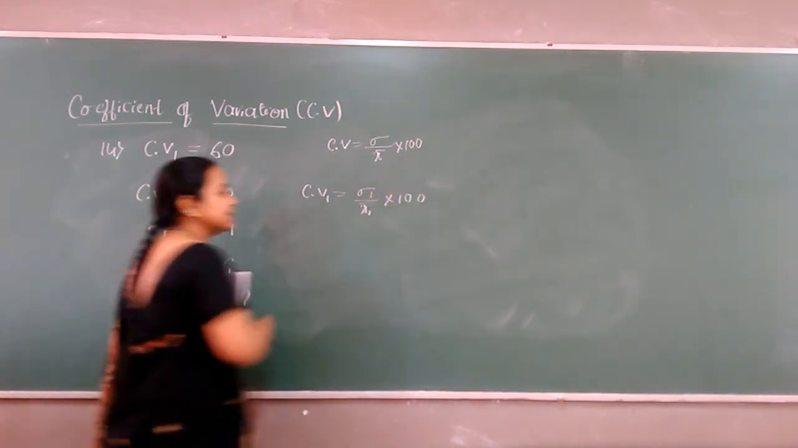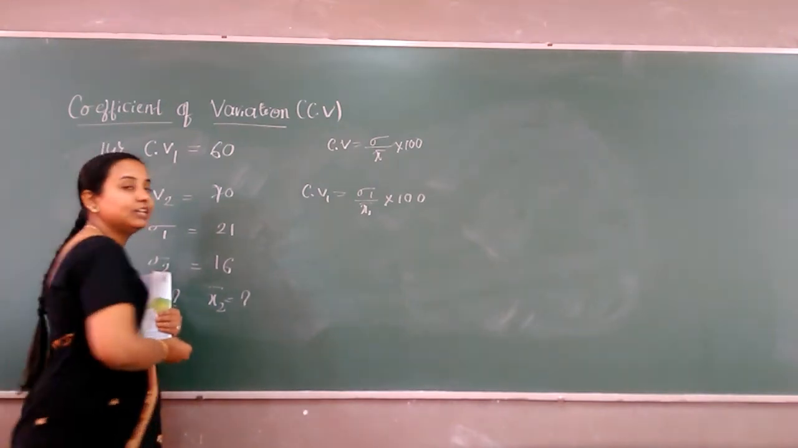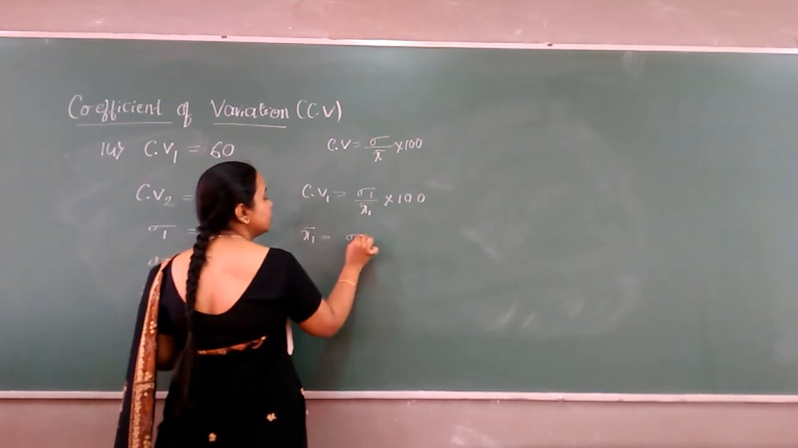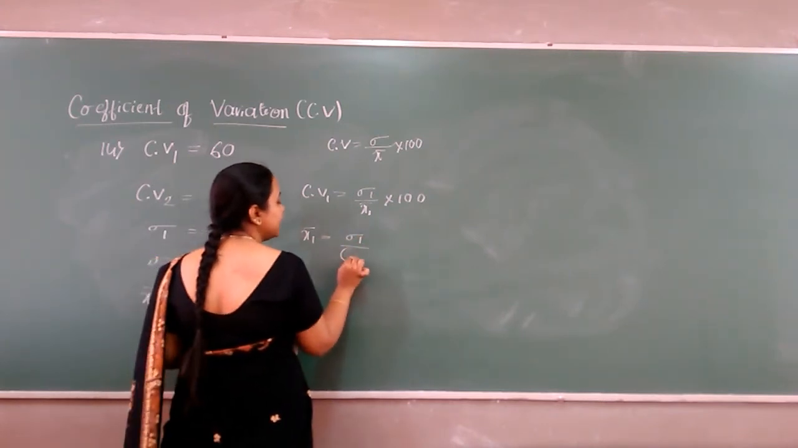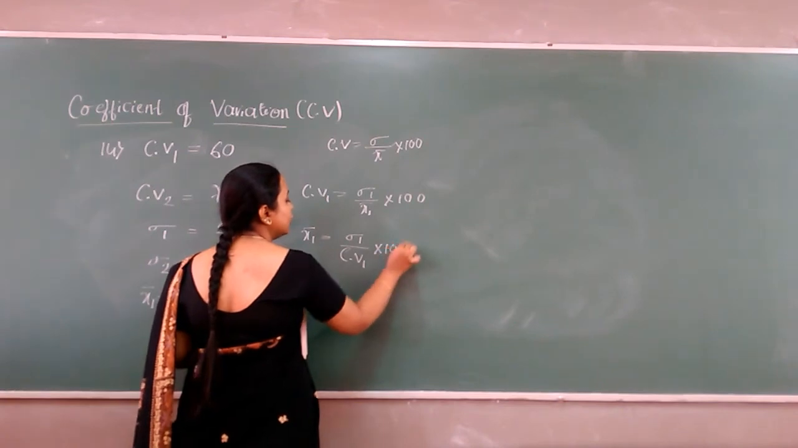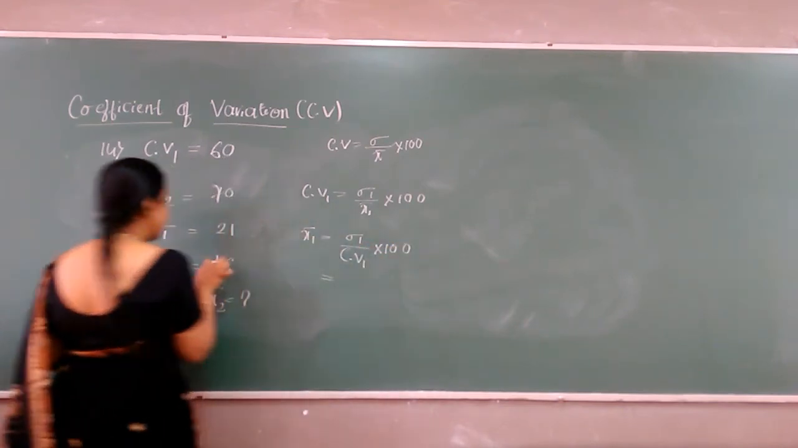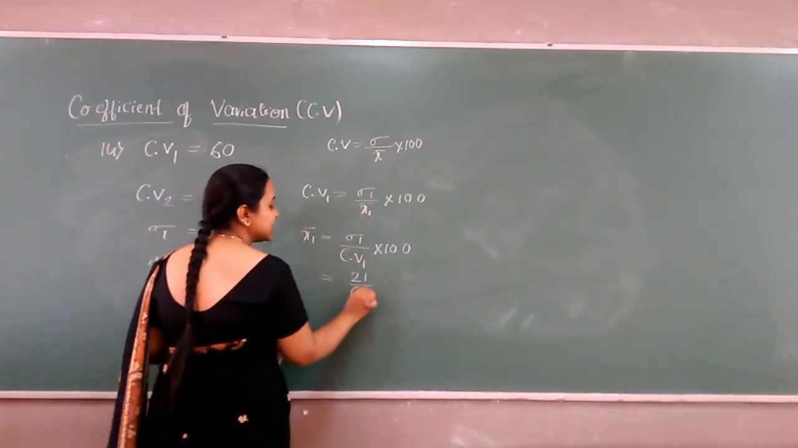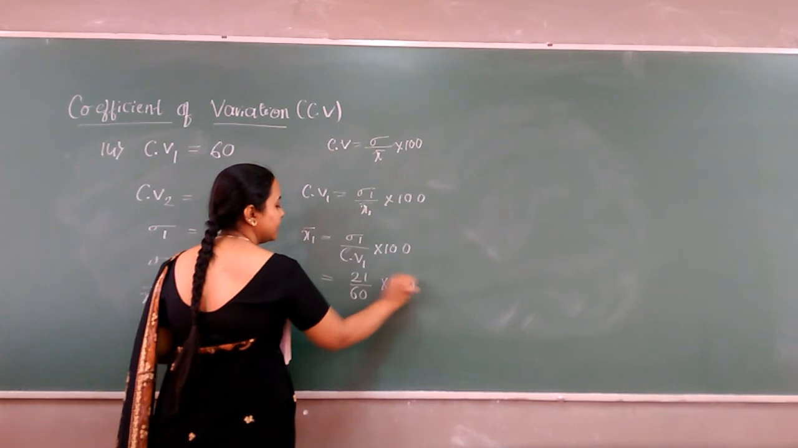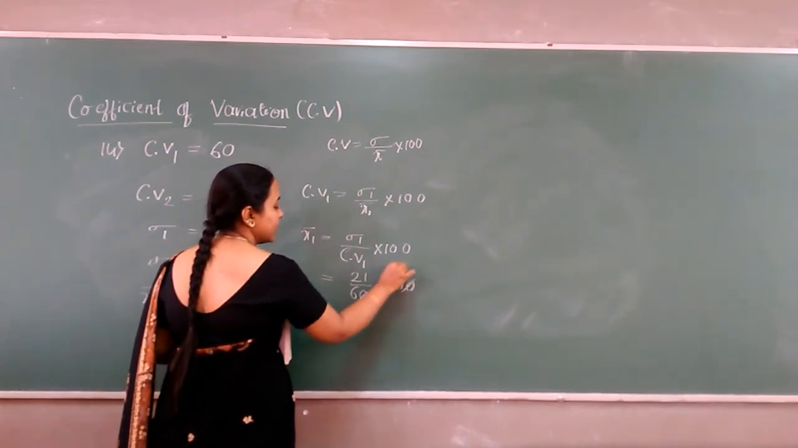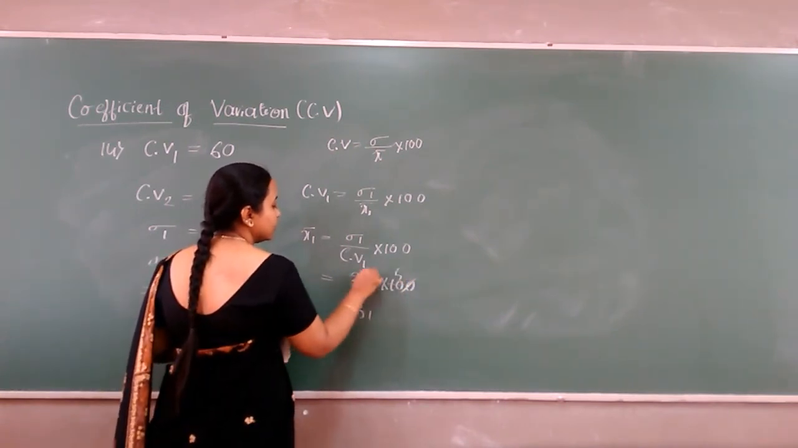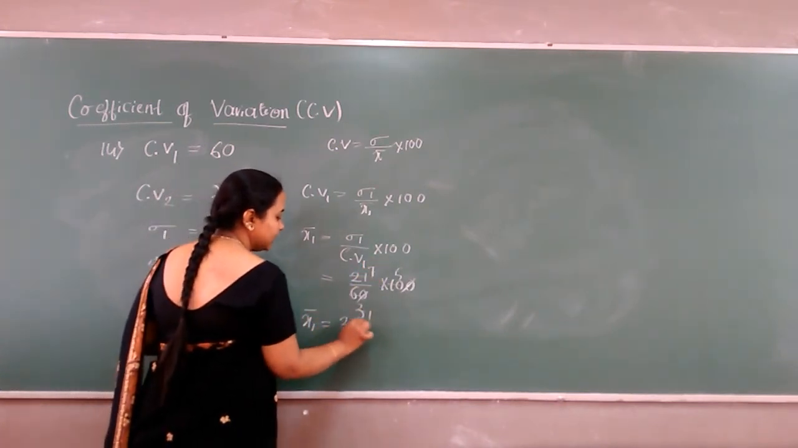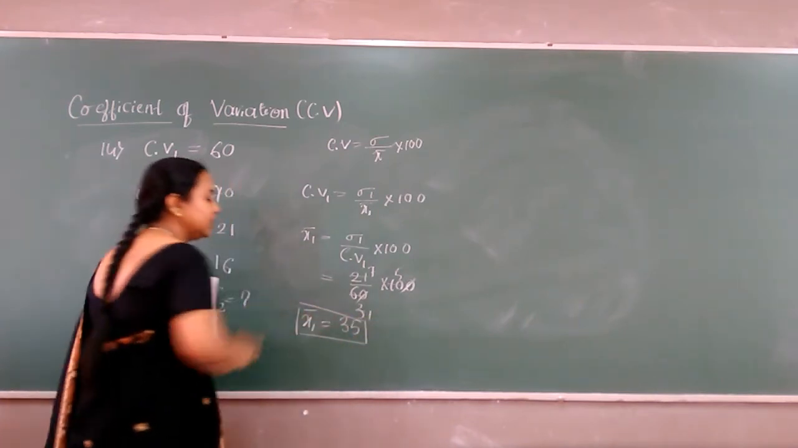Now let us substitute and find x bar, or even before that you can simplify this. That is, x1 bar is equal to standard deviation divided by coefficient of variation, into 100. What is sigma 1? It is 21 divided by the coefficient of variation, 60, into 100. Okay, so it will get cancelled. 3 7s are 21, 3 5s are 15... so x1 bar is equal to 35. So we know the mean for the first one.